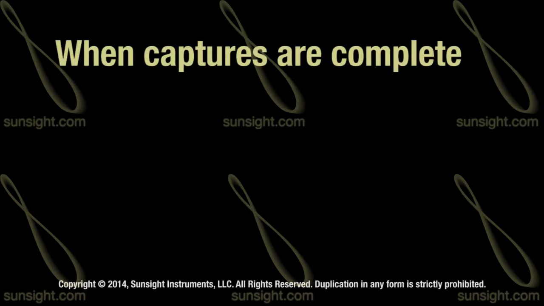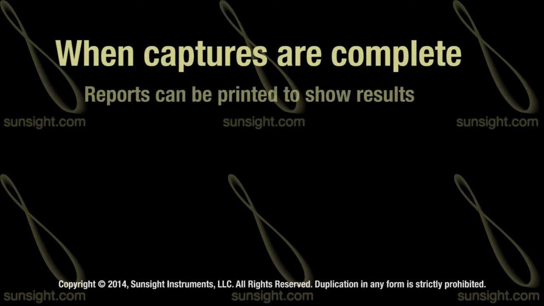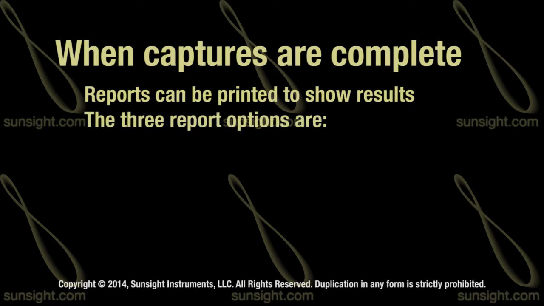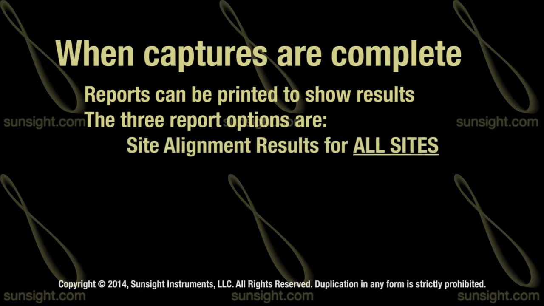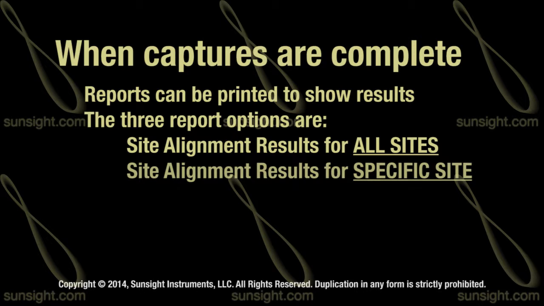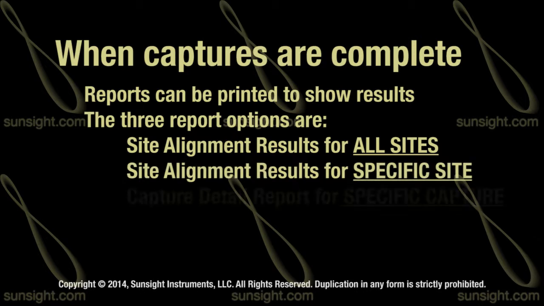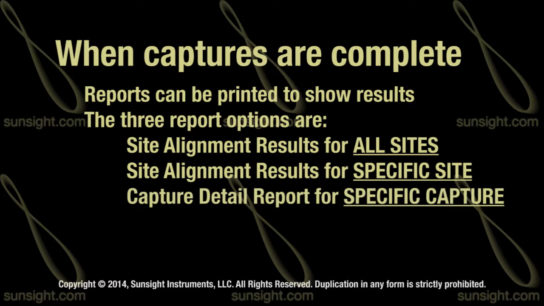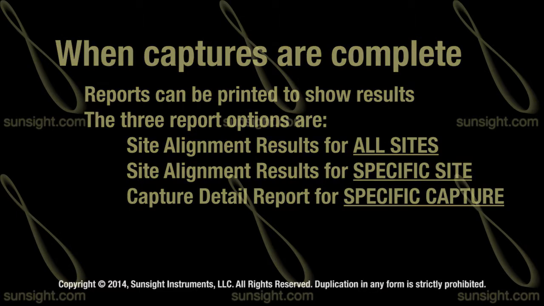Once you've captured measurements for all the sectors in your site, you're ready to print reports that can be provided to your customer showing the new alignment data for each antenna that was captured by the AAT. There are 3 options for printing reports from the AAT website. 1. Printing the site alignment result report for all sites. 2. Printing the site alignment results report for a specific site. 3. Printing a capture detail report for a specific capture.